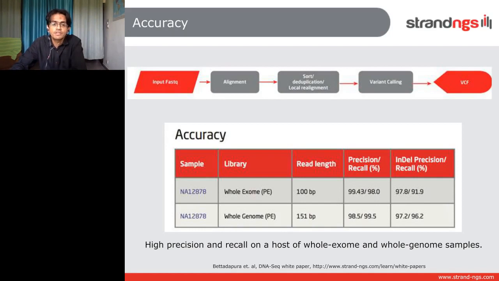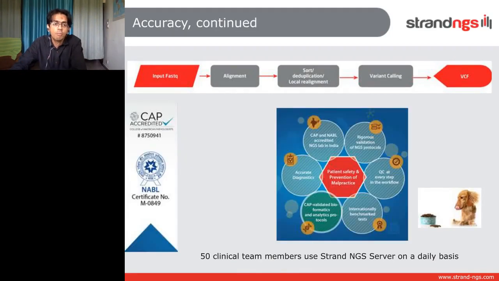The second step is, if you want more evidence of accuracy, our in-house clinical lab, remember the one that Satish is the PI of, has 50 clinical team members looking at these variants that are generated from Strand NGS Server on a daily basis. So you have 50 pairs of eyes spending 8 hours a day, every day, for the past 3 years looking at these variants. That's the kind of validation that you just won't get with most kinds of software. We have an in-house lab; we eat our own dog food, essentially. That's what we're trying to say.